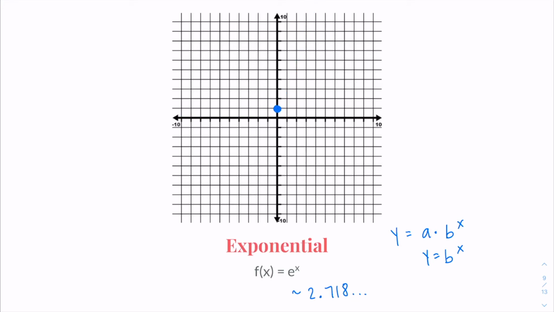Might not have been steep enough. Hold on. So the important features are this boundary line, or the proper name is an asymptote. It's right there at the x-axis. We have that steep curve, and then we have the point (0, 1).